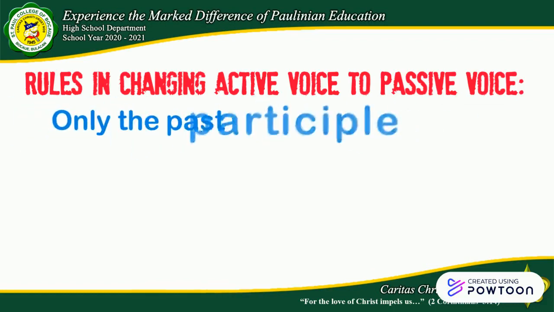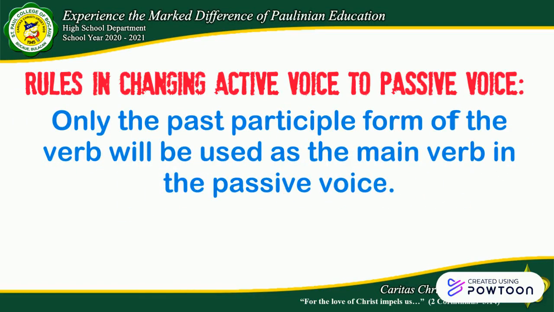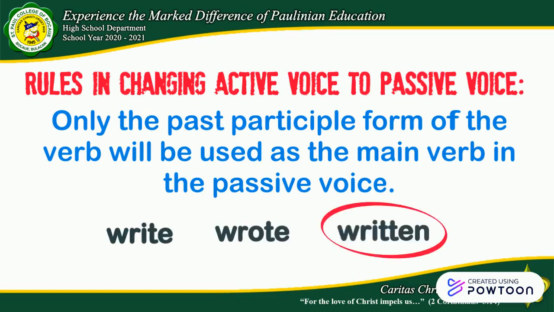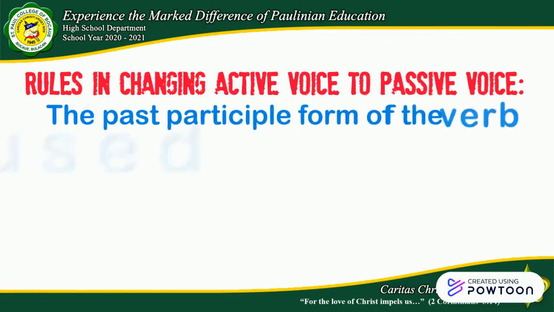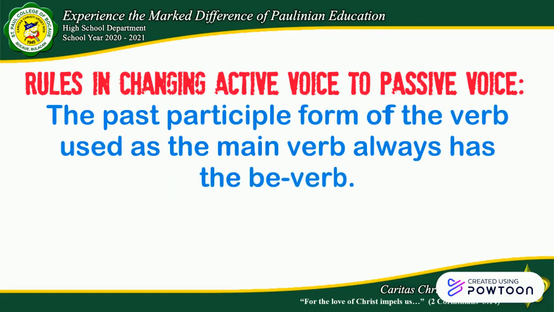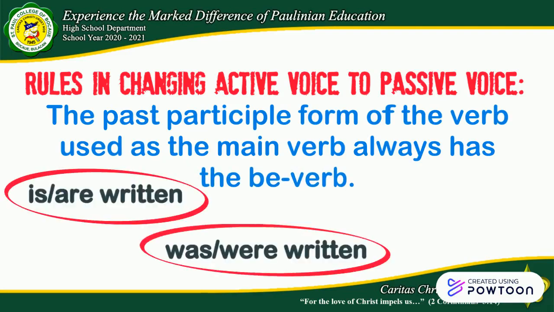Only the past participle form of the verb will be used as the main verb in the passive voice. Remember, the past participle form of the verb used as the main verb always has the be verb, is or are written, was or were written, and will be written.